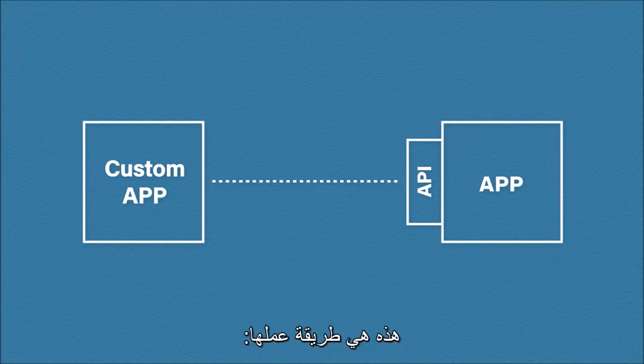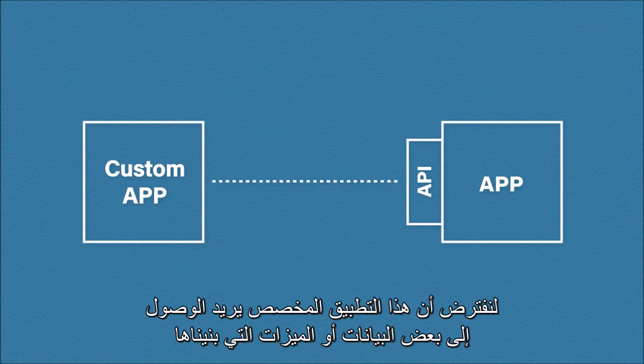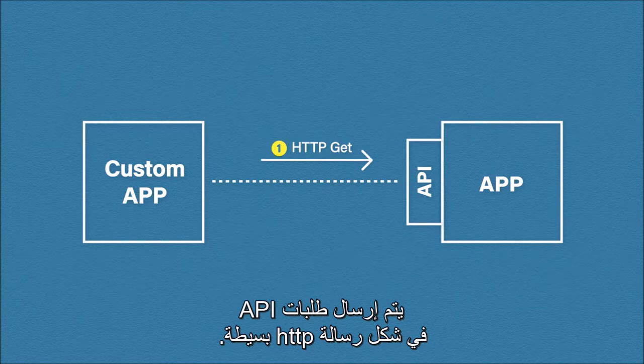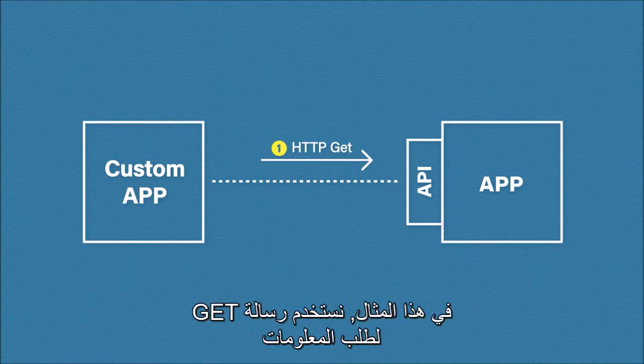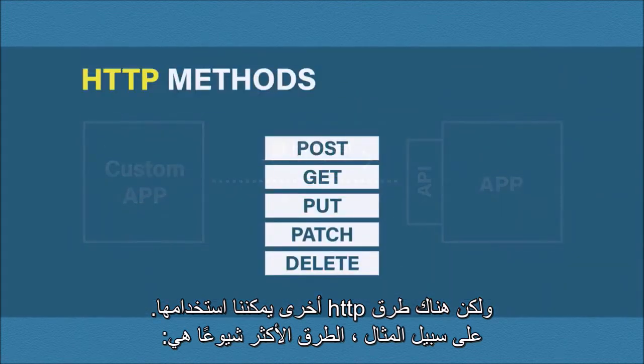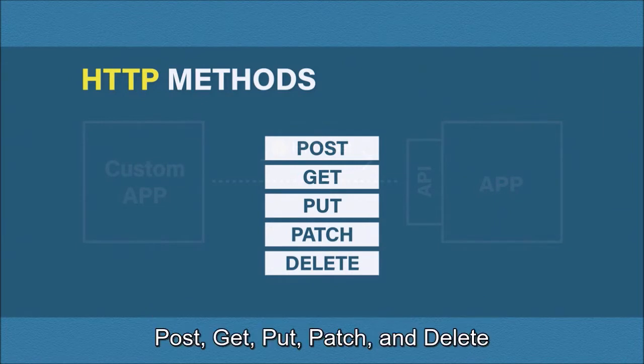This is how it works. Let's say this custom app wants to access some of the data or the features that we have built. It will send an API request. API requests are sent in the form of a simple HTTP message. In this example, we're using a GET message to request information, but there are other HTTP methods that we could use. For example, the most popular methods are POST, GET, PUT, PATCH, and DELETE.